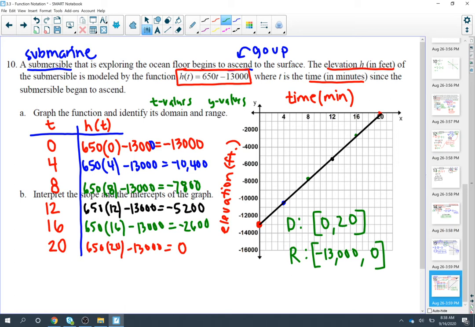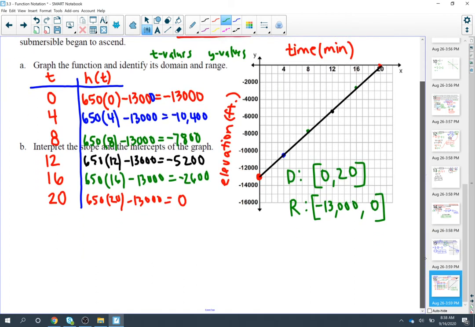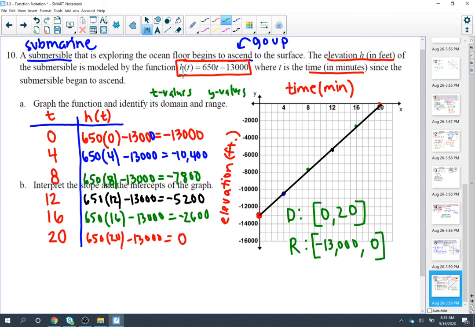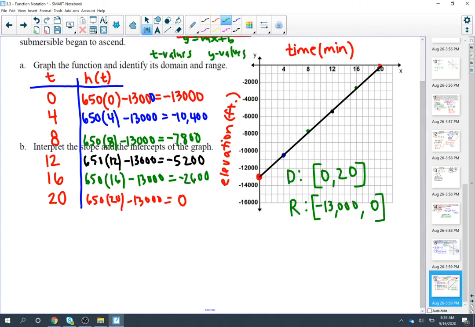Now, letter B, and I realize you can't actually read this because I wrote over it, but it says interpret the slope and the intercepts of the graph. So, the slope, we can use any 2 points, but we actually don't need it because I'm going to go back up here, and we have y equals mx plus b. So my slope is actually given to me right here, which is 650. So for part B, m equals 650, and then we have to actually interpret what is going on.